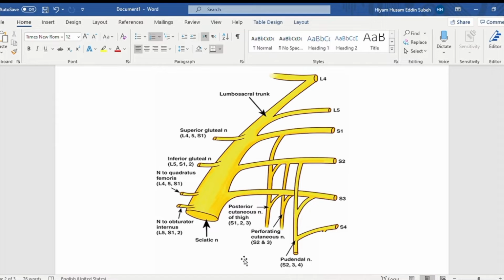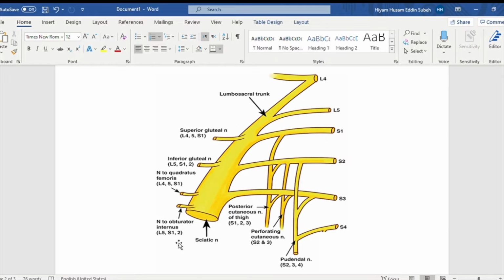okay? An easy way to remember them is that the first 2 nerves are GG, superior gluteal and inferior gluteal, so we have 2 Gs. Then we have the middle nerve, which is the largest nerve of the sacral plexus. It's an S, the sciatic nerve. Then the last 2 nerves are the P and P, posterior cutaneous nerve of the thigh and the pudendal nerve. Okay, now let me give you an easy way to remember the nerve roots of these nerves.